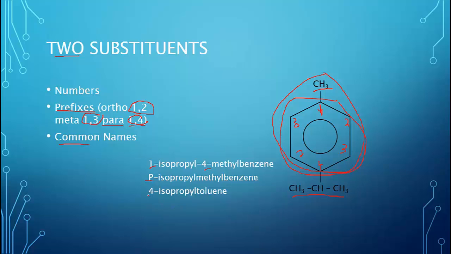We could combine common names with prefixes. When we do this, this 4 can be substituted by the P. Since the methyl is already in the 1, it would be P isopropyl toluene.